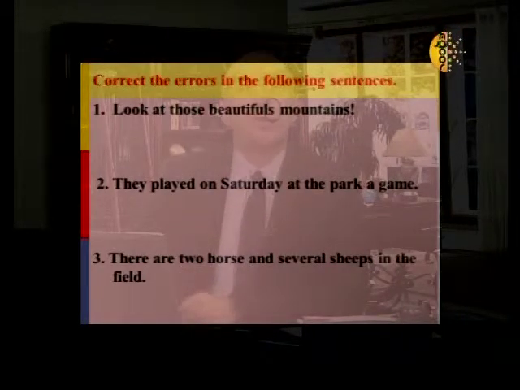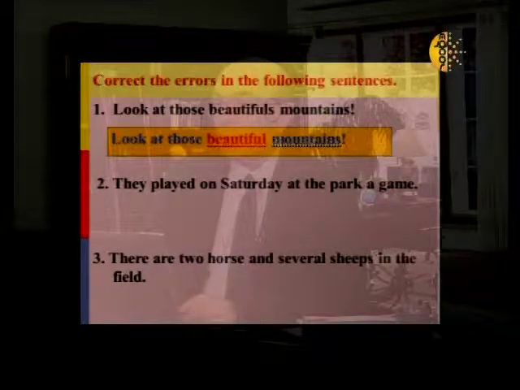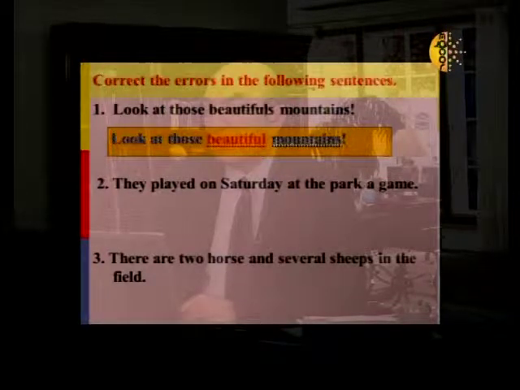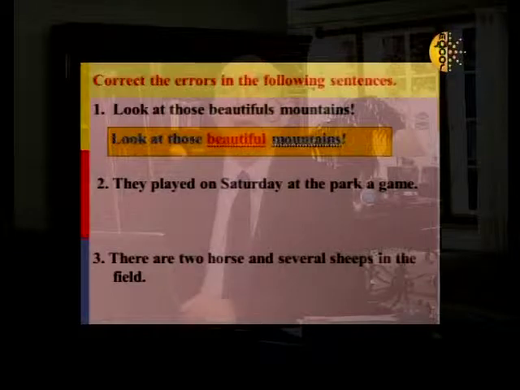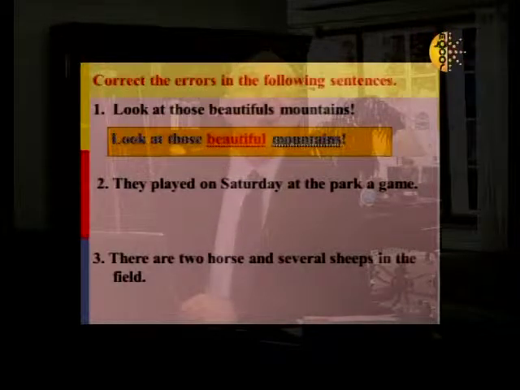They do not have plural form. Adjectives in English are always in singular form. So you say what? The correct answer will be what? Look at those beautiful mountains. Look at these beautiful mountains. So you delete the S and then the sentence is correct. Mountains can take S because it is what? It's a noun. Noun can have singular or plural form, while adjectives only have what? Singular form in English.